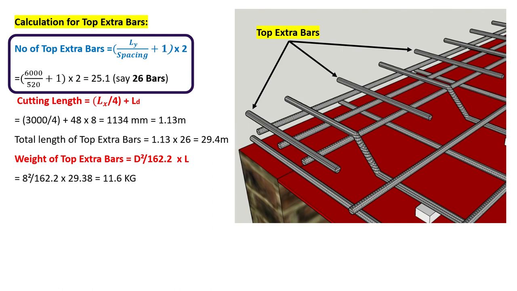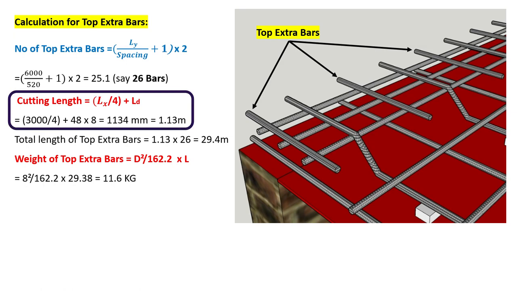Ly is the longer span, which is given as 6000 mm, and the spacing of these bars is twice the spacing of main bars, that is 520 mm. On substituting these values, the number of top extra bars is 25.1, say 26 bars.